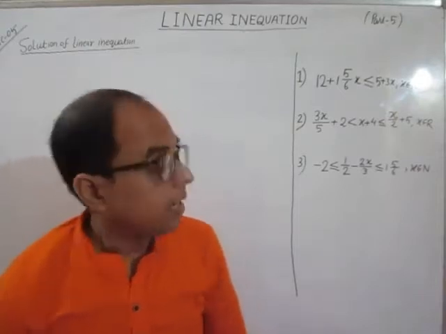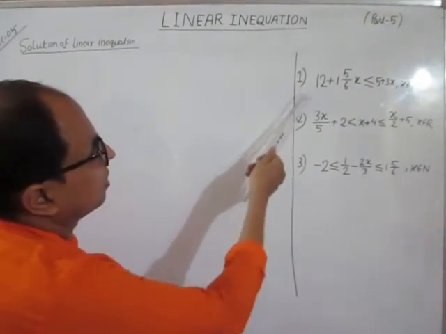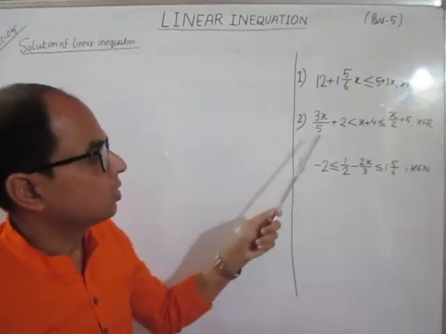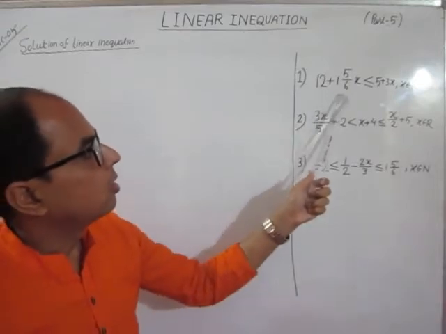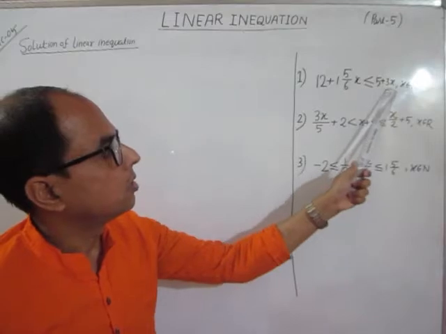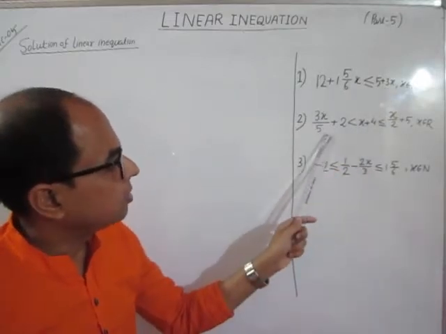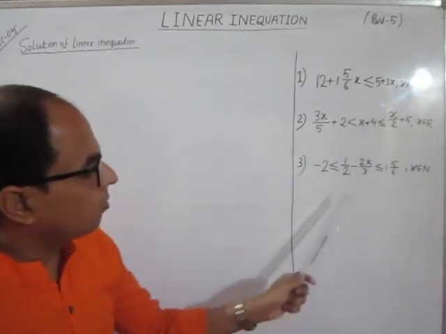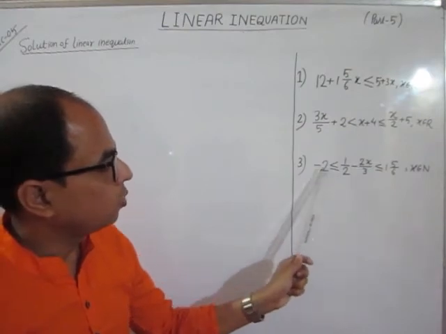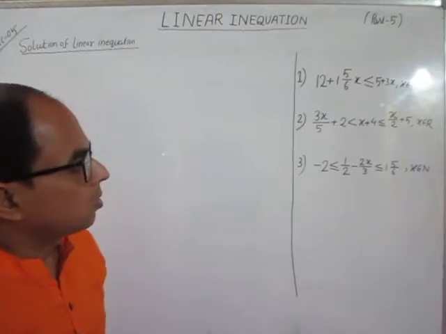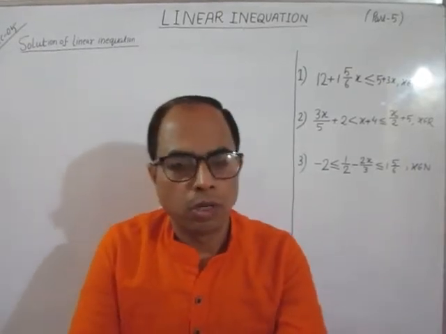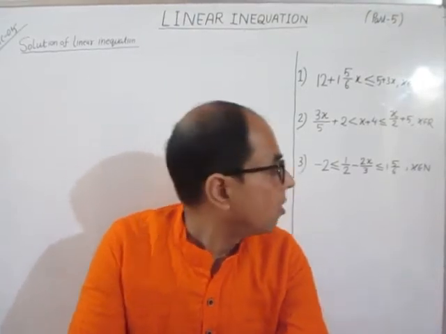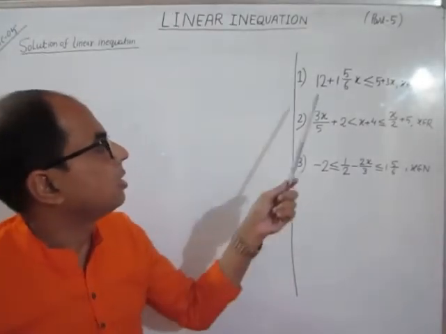Here I have written these three inequations. Generally in exam you will get these types of inequation. Here you can see one linear expression is compared with another linear expression. Here three linear expressions are compared with each other, and here one linear expression is compared with two constant numbers. By the analysis of the last 20 or 25 years' question papers of ICSE, I have found that generally they ask these three types of questions.